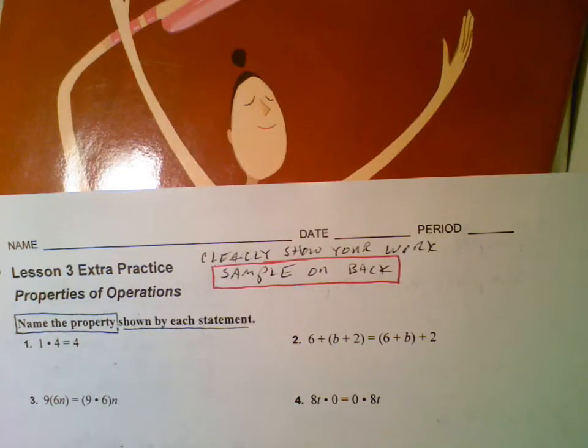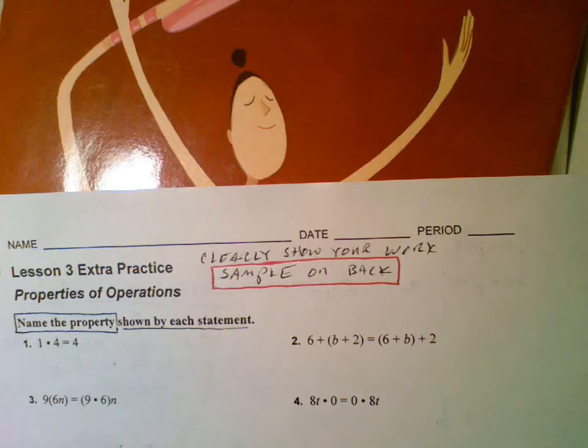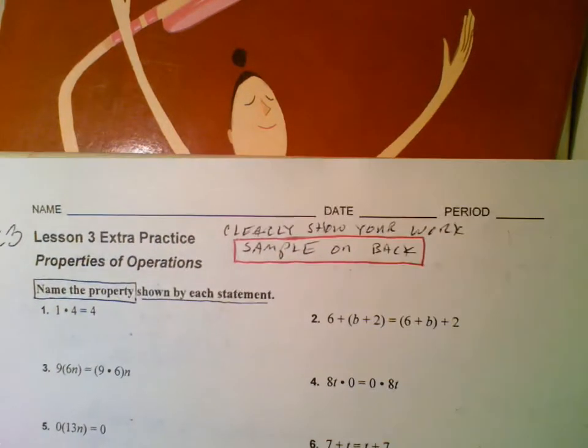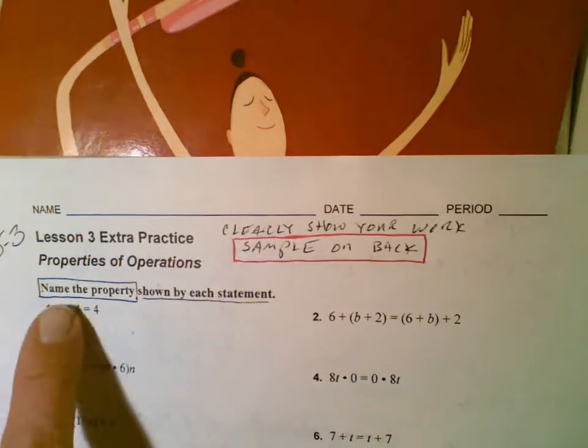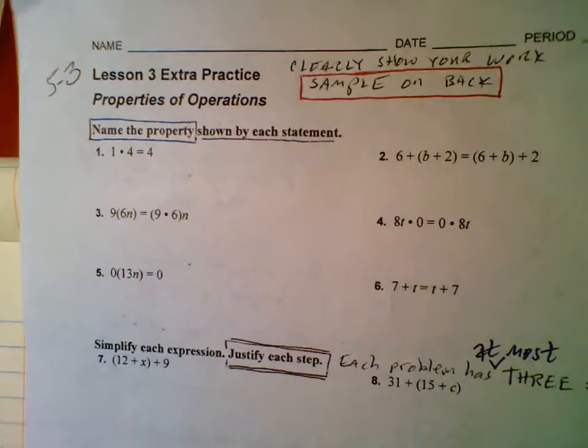Okay, we're here, and this little video is supposed to help with lesson 5-3, which is on the use of properties of operation. First thing I want you to notice is there's two directions in this assignment. One is name the property, and the other is simplify each expression, justify each step.